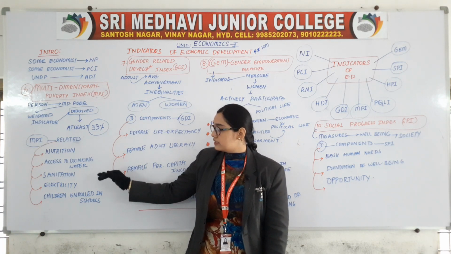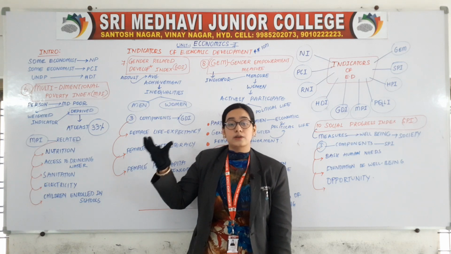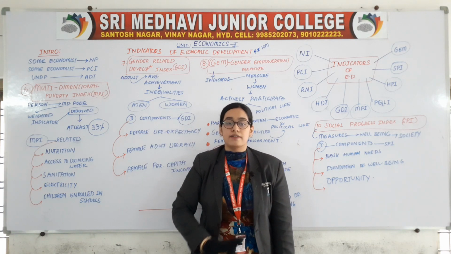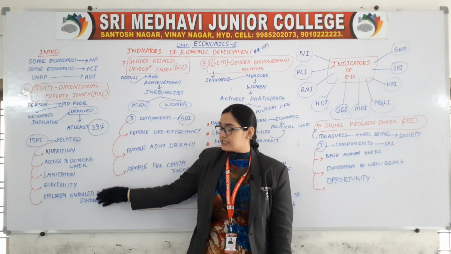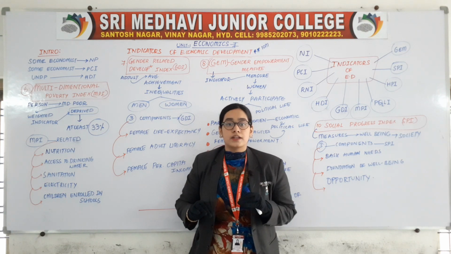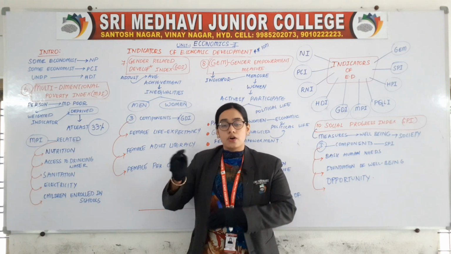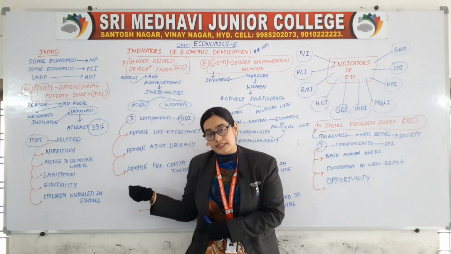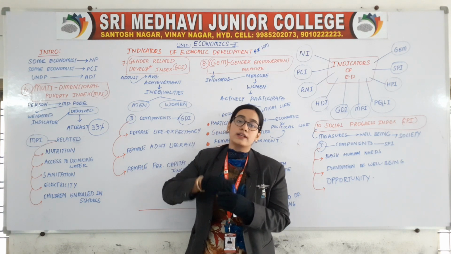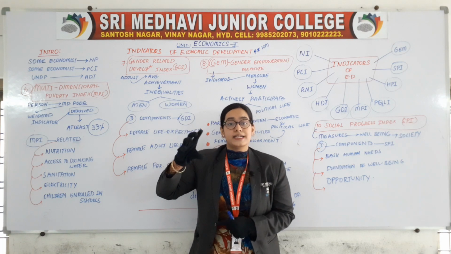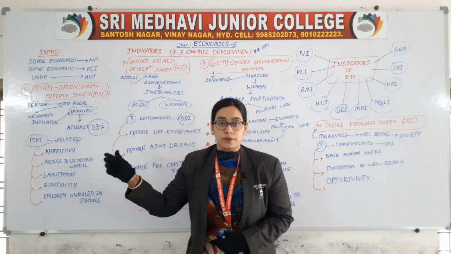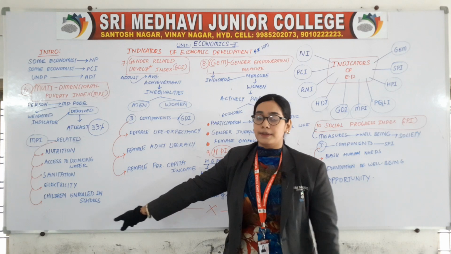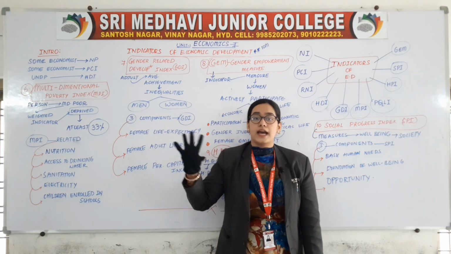These are all related with the Multidimensional Poverty Index. If any person fails to enjoy these benefits, or if a person is deprived of these facilities, then we can say that so and so person is multidimensionally poor. So the sixth point is completed, that is MPI.